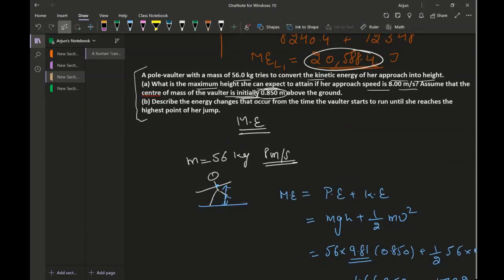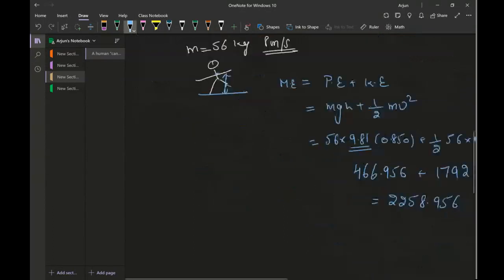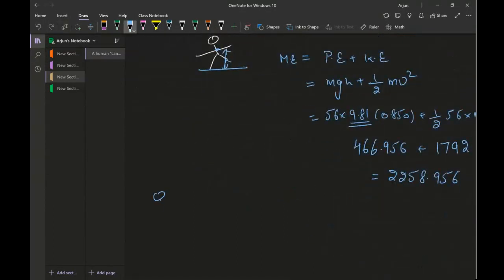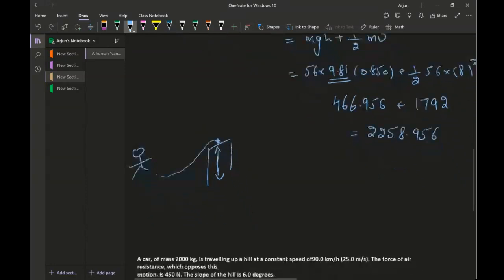Now, describe her change in energy that occurs when the vaulter starts running and reaches the highest point of her jump. She is running in the forward direction, she wants to take a leap, and she leaps in the upward direction. So obviously I can say the whole of her mechanical energy will convert into potential energy. That's what's going to happen in this case.